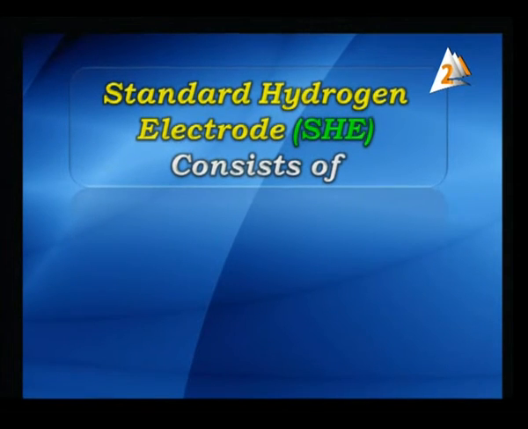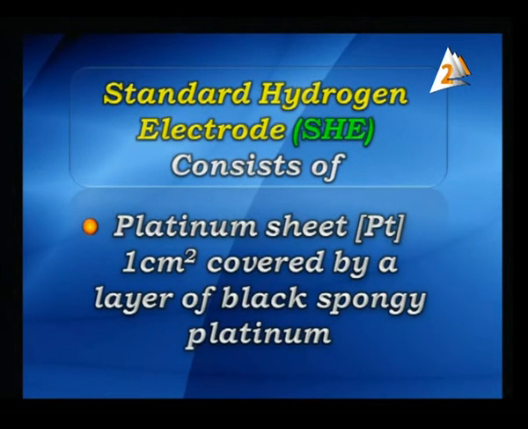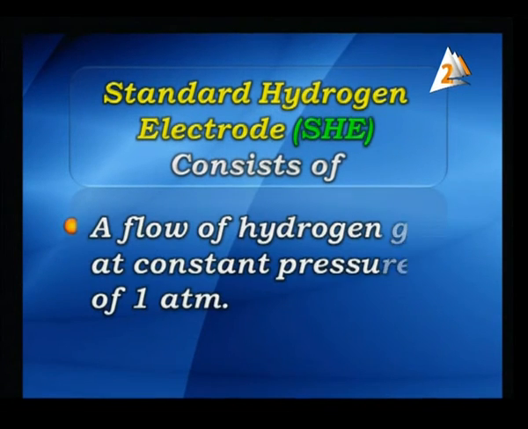Here we have another thing about the standard hydrogen electrode, SHE. It consists of, first, the platinum sheet, Pt. This is a sample of platinum, 1 cm², covered by a layer of black, spongy platinum. It's good. Not only this, but we have number 2, a flow of hydrogen gas at a constant pressure of 1 atmosphere. Remember this very well. It's 1 atmosphere pressure of the hydrogen gas.